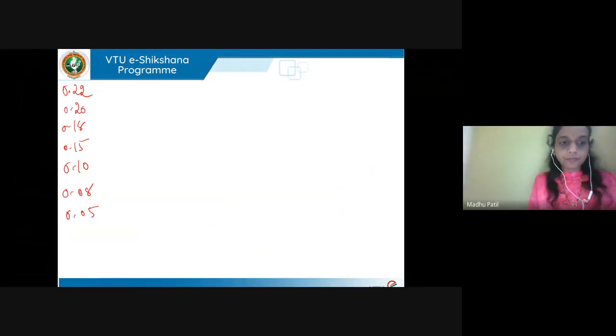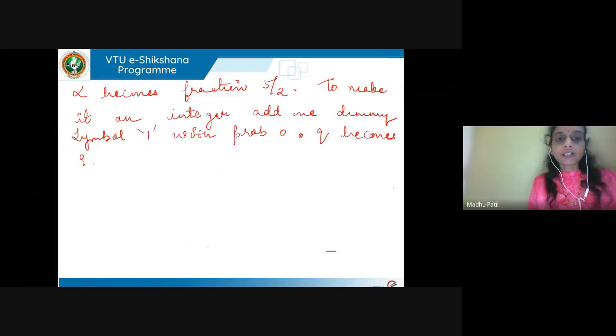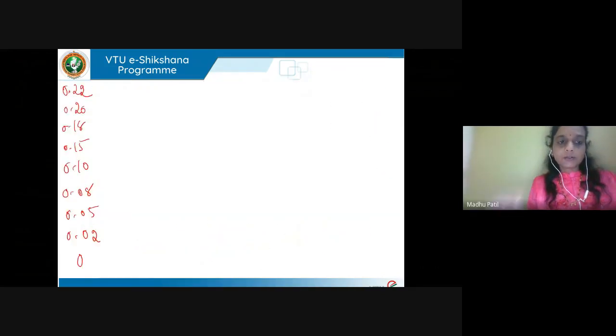0.05, 0.02. So you have 8 symbols: 1, 2, 3, 4, 5, 6, 7, 8. I add another symbol of probability 0, because alpha is an integer only when I add one symbol. For 8, I'm not getting it as an integer. Okay, next, I take the last three symbols and I should go on adding until the last R symbols are left off. I should continue the addition.